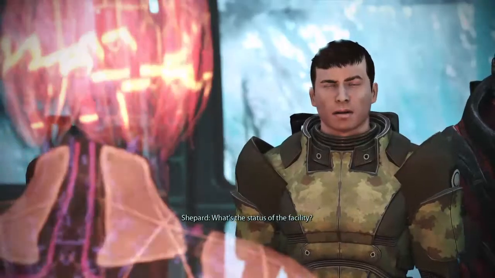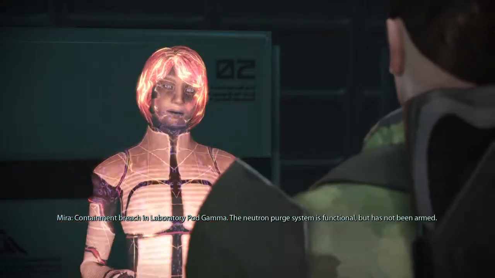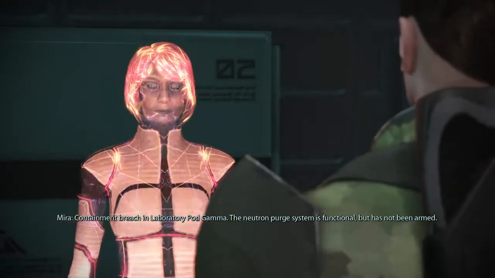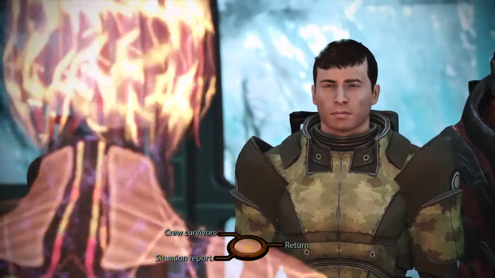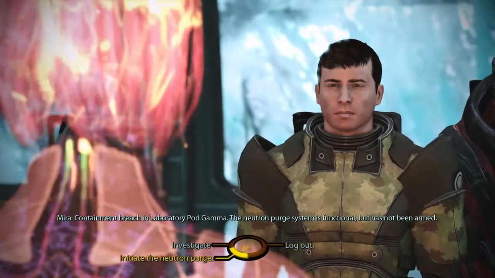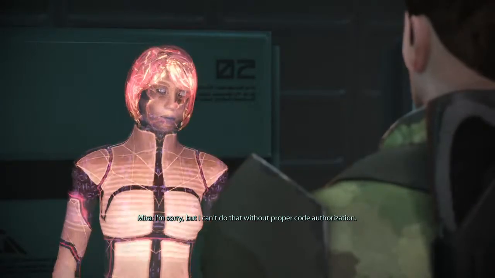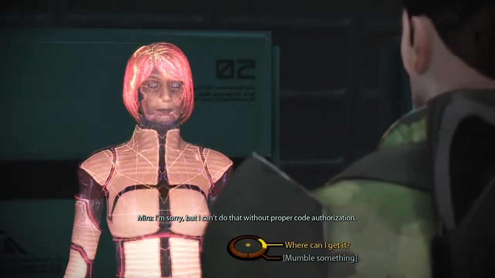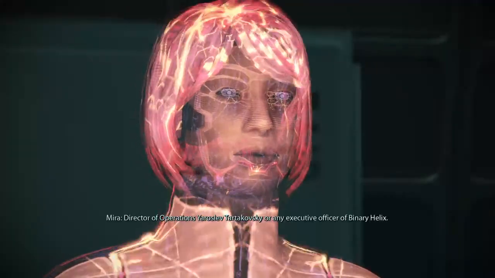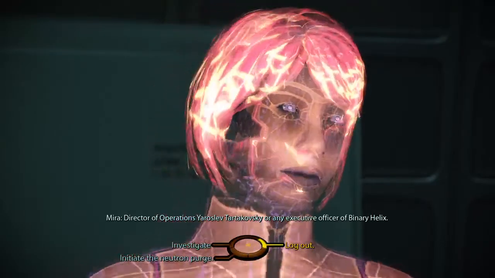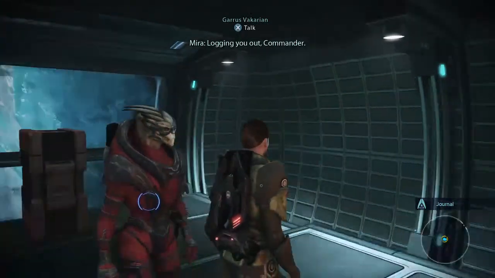What's the status of the facility? Containment breach in Laboratory Pod Gamma. The neutron purge system is functional, but has not been armed. Activate the neutron purge. I'm sorry, but I can't do that without proper code authorization. Who would have the code? Director of Operations Yaroslav Tartakovsky, or any executive officer of... We're moving on. Logging you out, Commander.